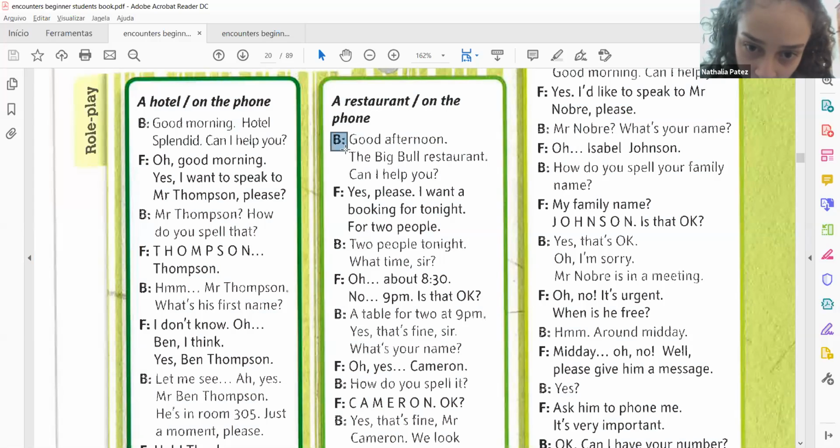The Big Bow restaurant. Can you help me? Yes, please. I want a booking. For tonight for two people. Two people tonight. What time, sir? Oh, about, não sei falar a hora. About. Como que fala 8:30? 8:30. Yes. How about 8:30? No, 9 p.m.? 9 p.m., very good. A table for 2, 9 p.m. Yes.